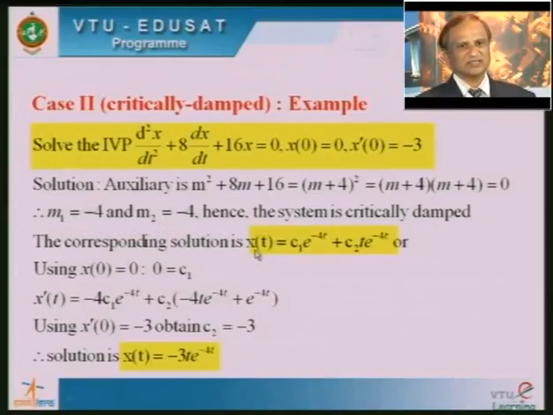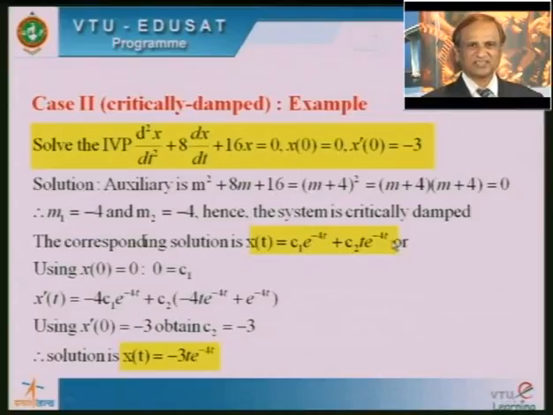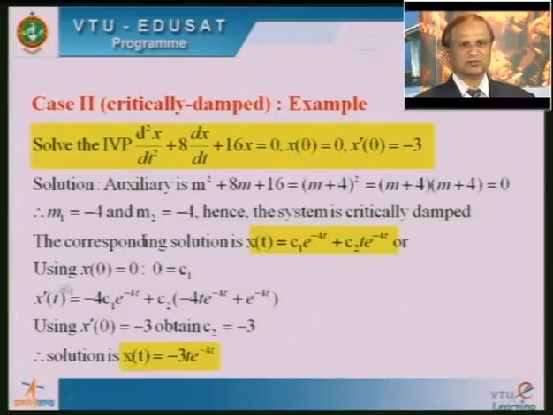So, the solution can be written in this form, x of t is equal to c1 e to the power minus 4t plus c2 into t into e to the power minus 4t, is it clear, right. So, now I want to use the given conditions. What are the given conditions? X of 0 is equal to 0, is it clear. I hope I can obtain the arbitrary constant c1. I have to replace t by 0, so the exponential becomes 1 and x of 0 is equal to 0. So, I hope we will get c1 is equal to 0.